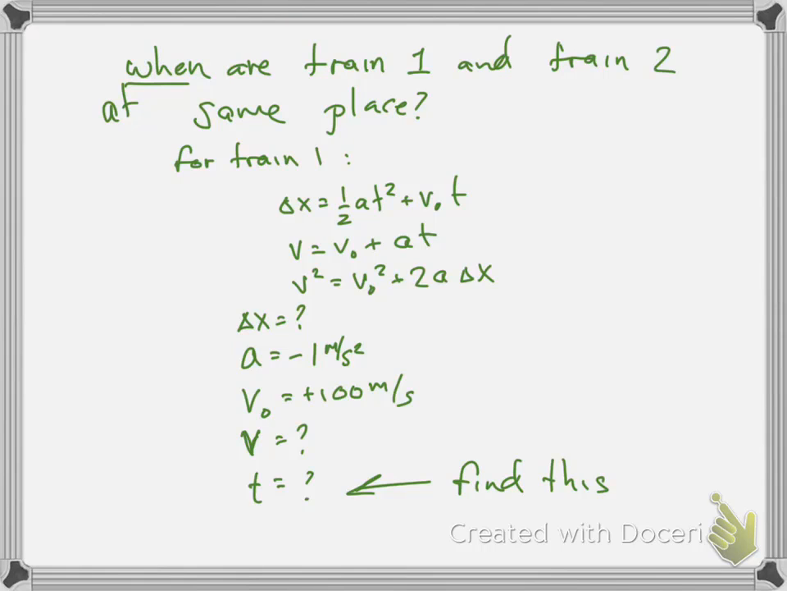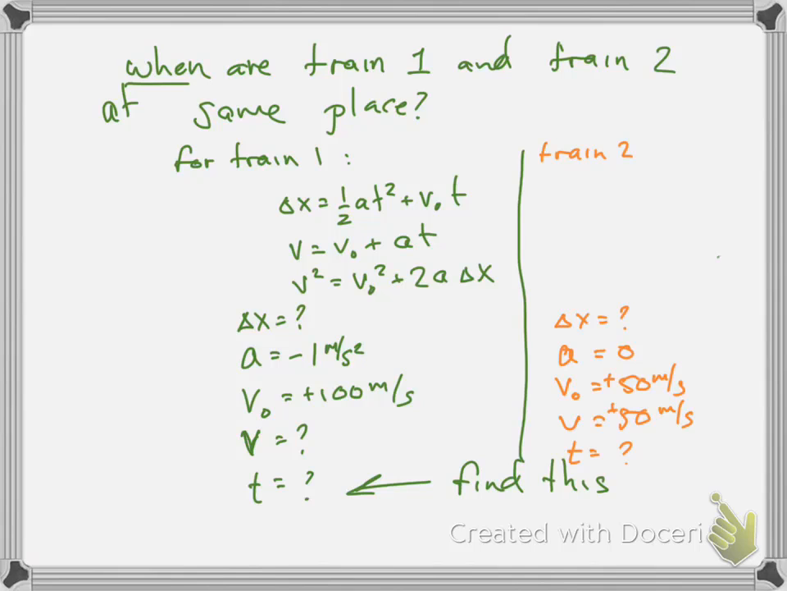I'm going to go ahead and do the same thing for train 2. Let's even do it on the same piece of paper, because train 2 is traveling at constant velocity, so that's a lot easier. For train 2, we have the same three kinematic equations, and for the variables, we don't know how far it's gone. The acceleration is 0. The initial velocity is 50 meters per second in the positive direction. The final velocity, because it's constant, is 50 meters per second in the positive direction. And the time is unknown, and we want to find the time.